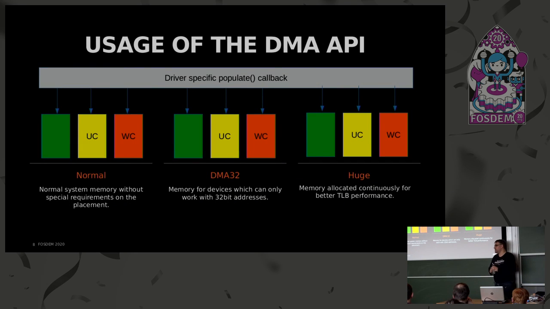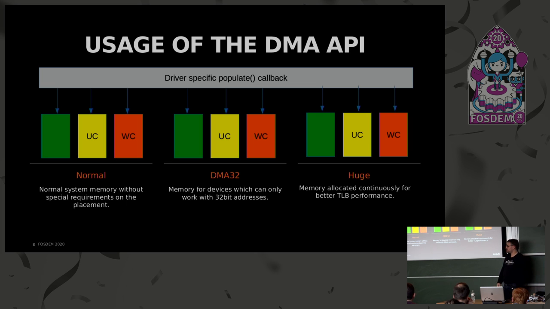Usage of the DMA API. What you see here is the organization of those page pools. So you have a page pool for normal system memory, which has, again, normal cached pages, normal uncached pages, normal write combined pages. Then you have a pool for DMA32, cached pages, uncached, and so on.